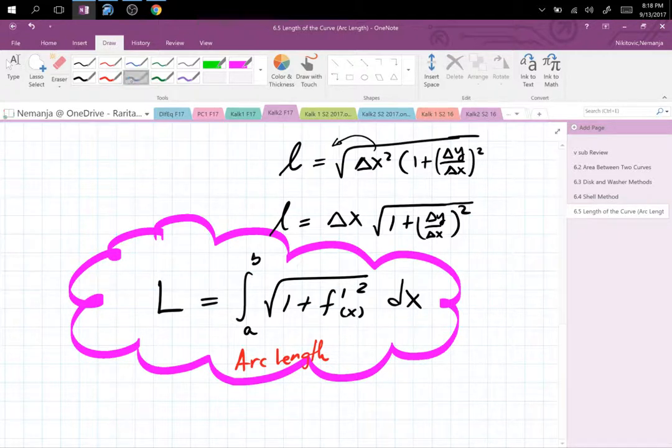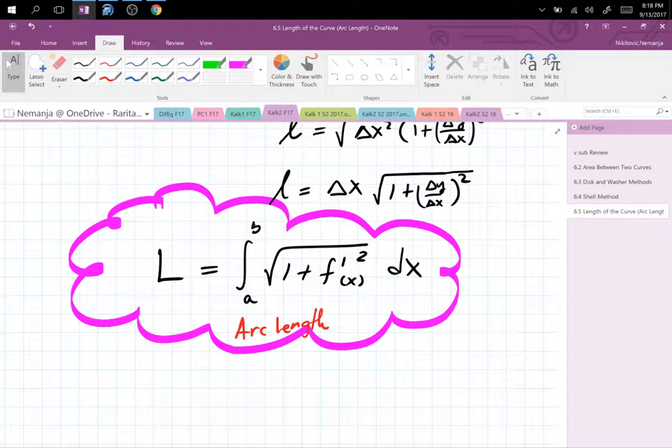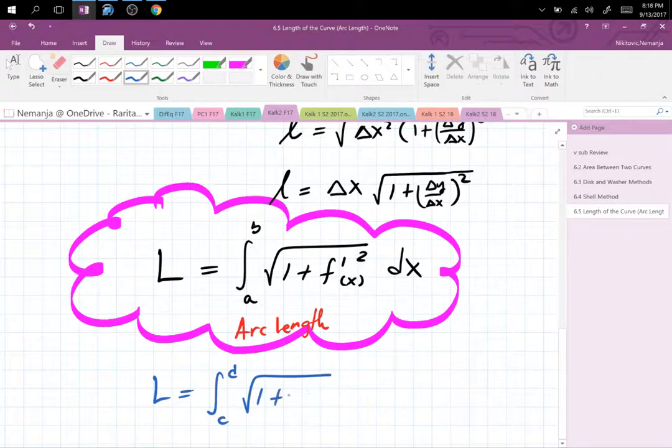You also have the one in dy, so L equals the integral from c to d of the square root of 1 plus f prime of y squared dy. Rarely used, but still used.